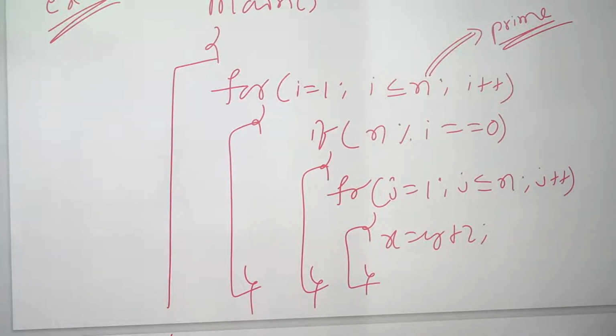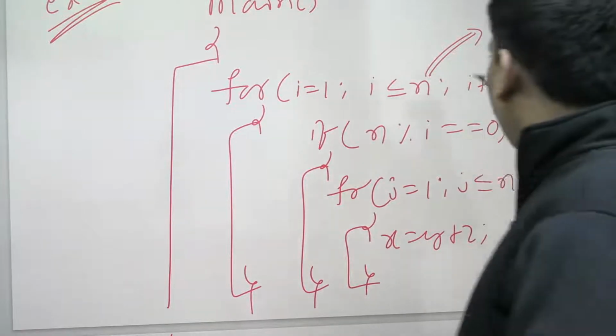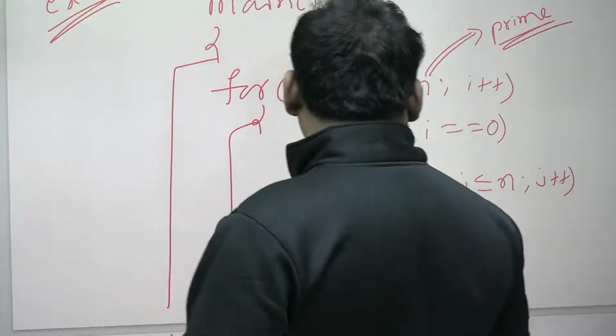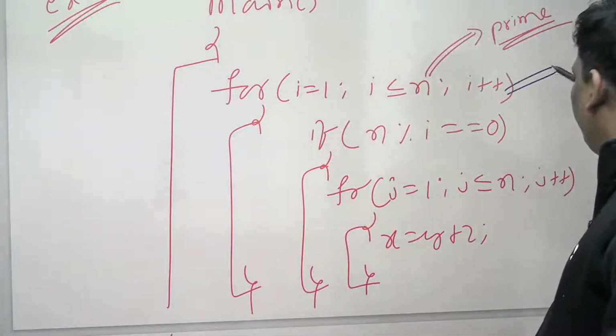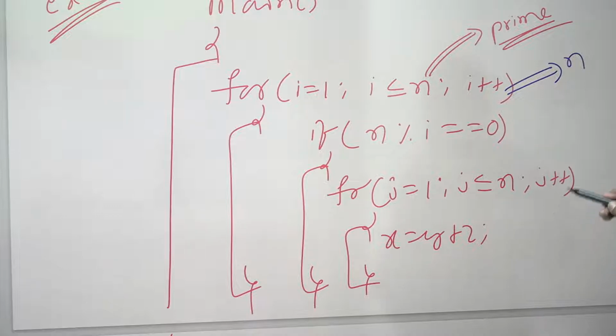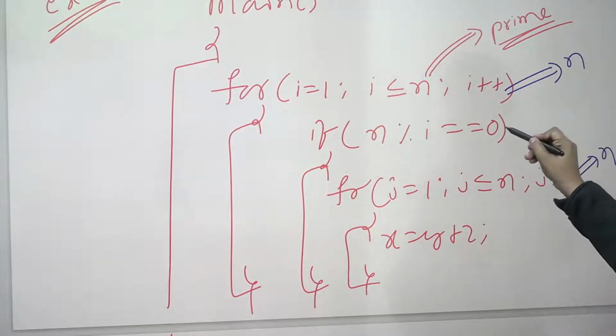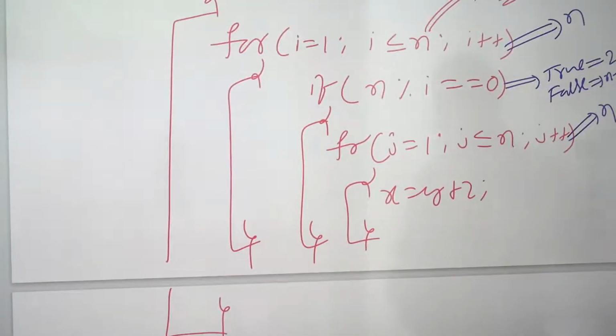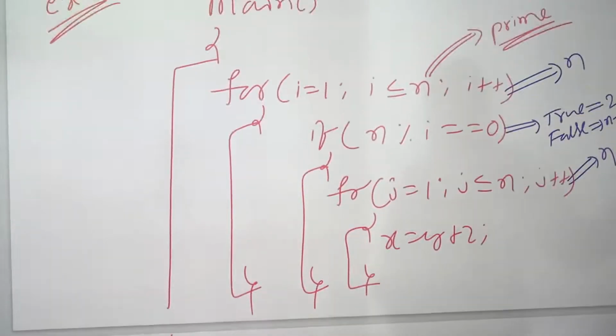So let me give the answer. Whatever I said till now, I am saying one time. This i loop is n times, this j loop also n times, and one more thing: this condition is true 2 times and false n minus 2 times. Only if true do you go to the j loop.